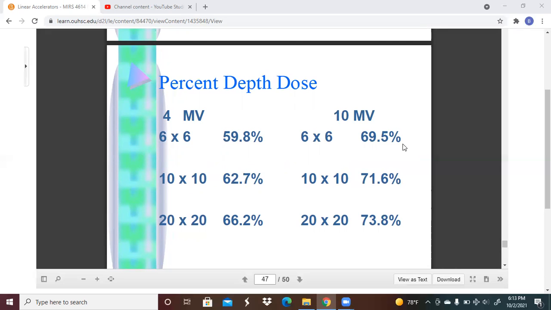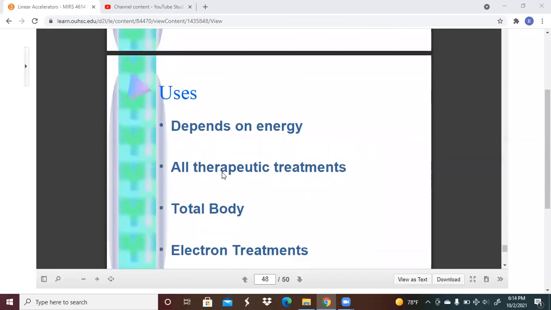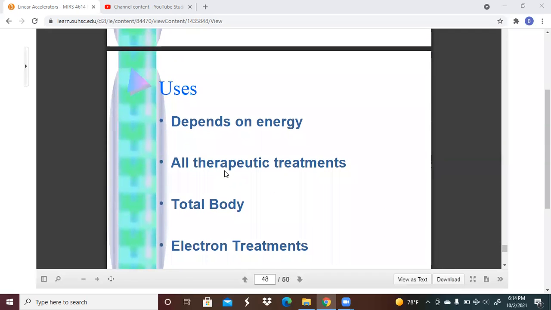Using a 10 MeV, you can see here that you're going to have much more of the dose present at that same depth, and you're going to have more of it as you go through the higher field sizes. Of course, it's going to depend on the energy.